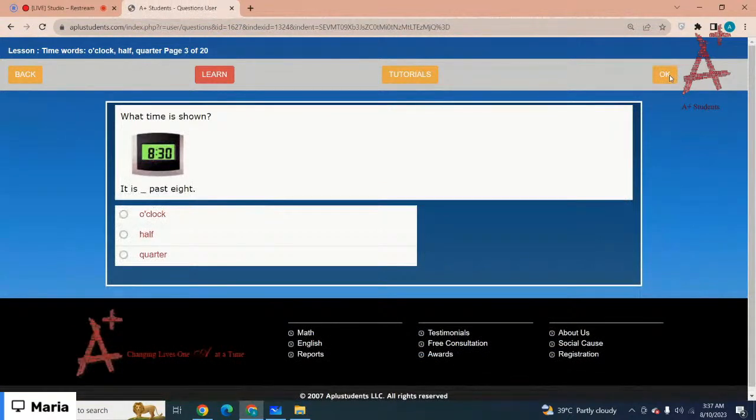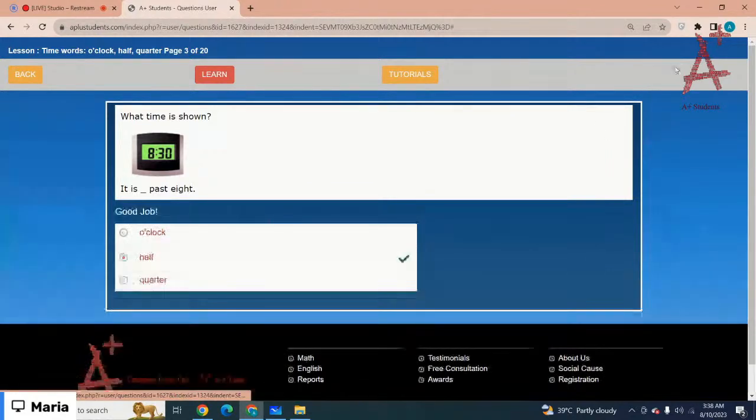Okay, what time is shown? So which is the correct option? 8:30, right? 30 minutes is exactly half of the 1 hour, right? So it would be half past 8 because 30 minutes have gone from 8. The correct option is half past 8.